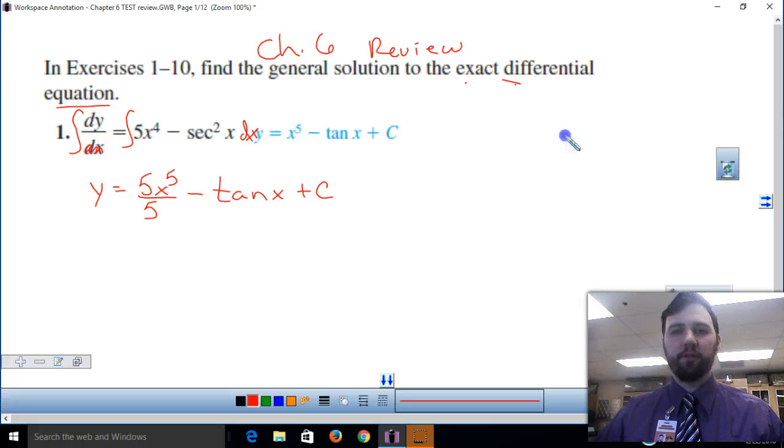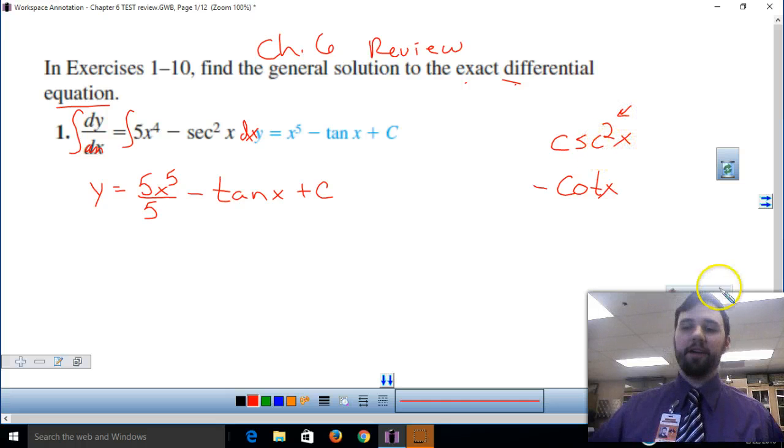Make sure you know your secant squared. Make sure you know cosecant squared of x is your negative cotan, actually, because the derivative of cotan is negative cosecant squared. Make sure you know those two going into it. I probably will throw one of these on there because I'm mean. All right.